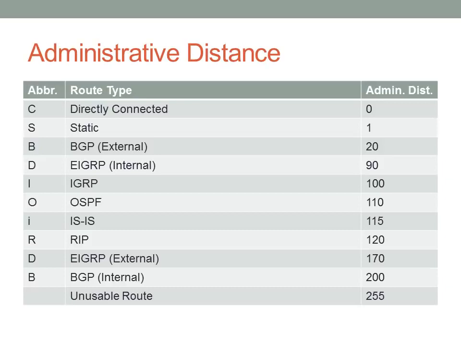Now, I want you to know that the more trusted routing protocols, the more high-level routing protocols, for example, you see BGP there has an admin distance of only 20, whereas RIP has an admin distance of 120, which is much higher. Routers will prefer the lowest administrative distance, so a directly connected route will take precedence over a static route, will take precedence over an EIGRP route, for example, and on and on. So this administrative distance can be used to prioritize when multiple routing protocols are running on a single router, and you may run into scenarios where that's the case.